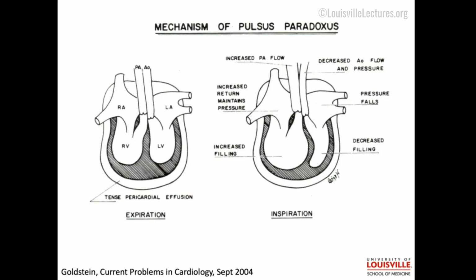This is a great old drawing that I absolutely love, where you see on the left this tense pericardial effusion, and then it gives you a visual of what happens when you take that deep breath in: increased venous return, increased filling of the right ventricle. The free wall is not free to move, so the septum has to shift over to the left. Now we have decreased filling of that left chamber, and therefore you're going to have decreased aortic flow and decreased aortic pressure.